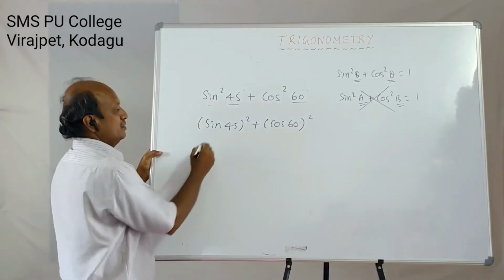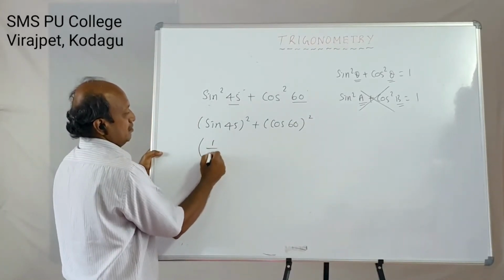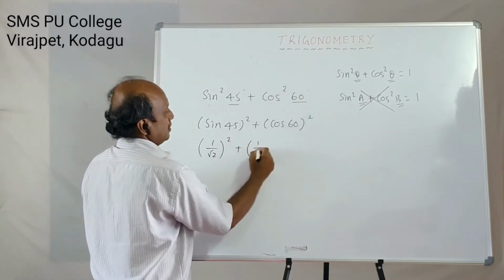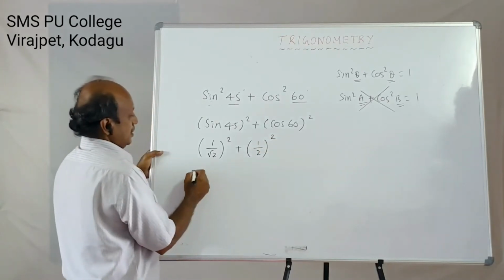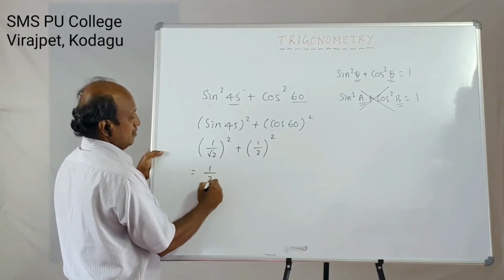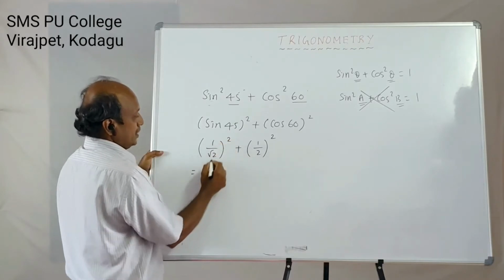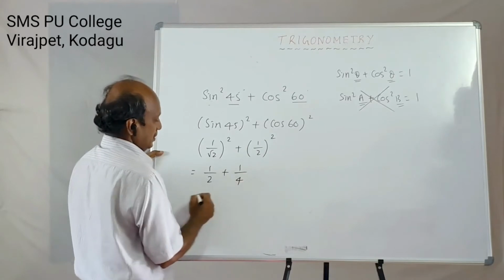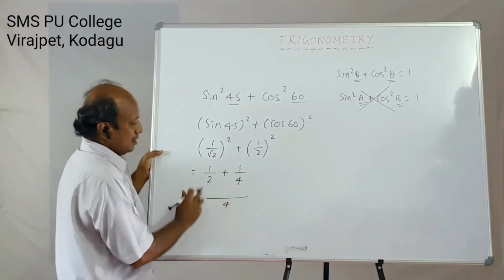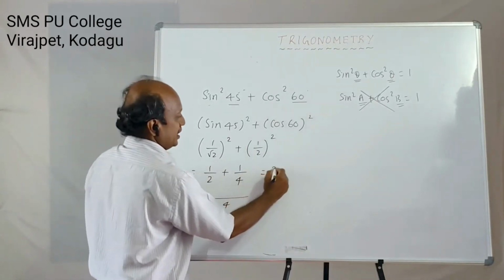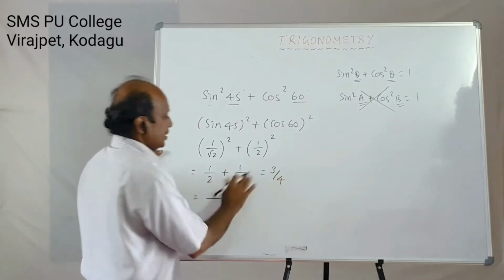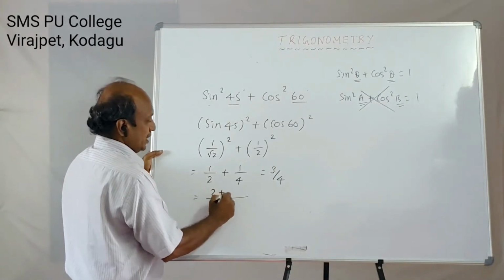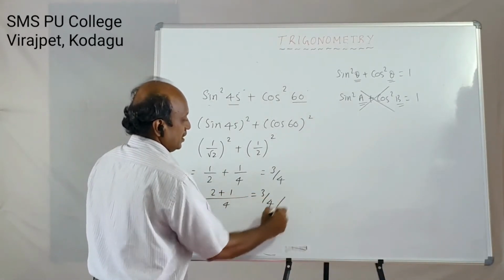What is the sin 45 value? Sin 45 is (1 by root 2) whole square. What is the cos 60 value? It is nothing but (1 by 2) square. Right. How much will I get now? This is nothing but 1 by 2. Right. 1 square is 1. Root 2 square is just 2. Here (1 by 2) whole square is 1 by 4. Either take LCM or, as a simple thing, half plus quarter you can write directly as 3 by 4. But it will not always come like this. Right. Better you go for LCM. It is nothing but 2 times 1, that is nothing but 3 by 4.